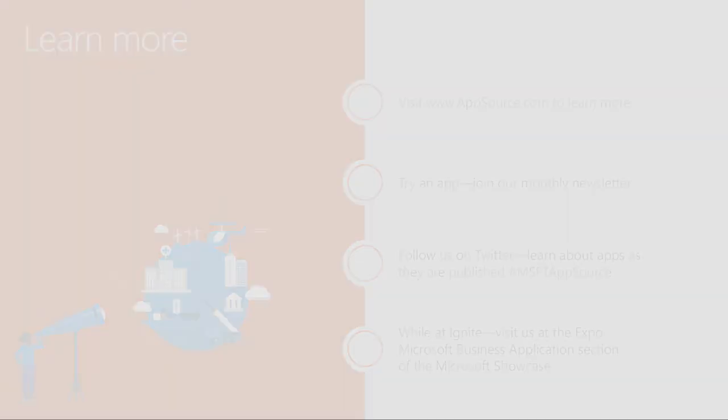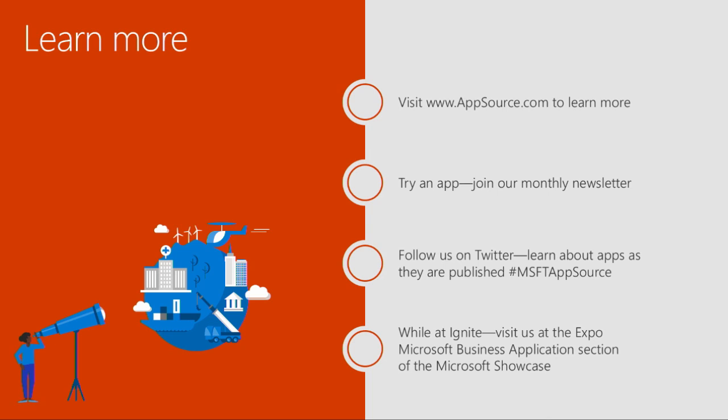So where can you learn more? You can visit AppSource to find the apps. You can try an app. As said, when you log in with Azure Active Directory, you will join our monthly newsletter. You will get more information on a monthly basis on what's new, customer stories, things like that. Then you can follow us on Twitter. There we actually tweet about apps as they become available and share news. And while you're at Ignite, we are at the Expo and have a station there where you can come in and take an app for a test drive.